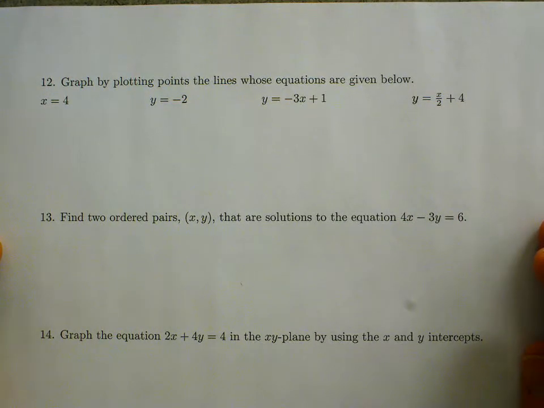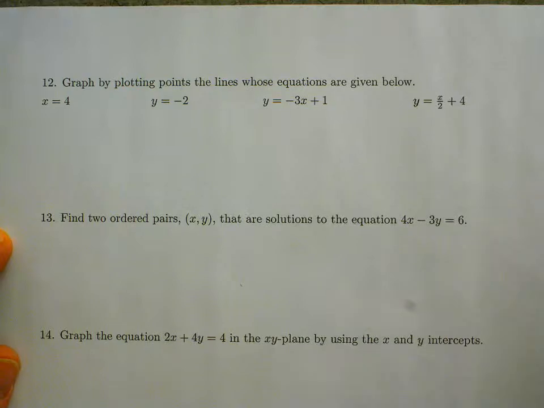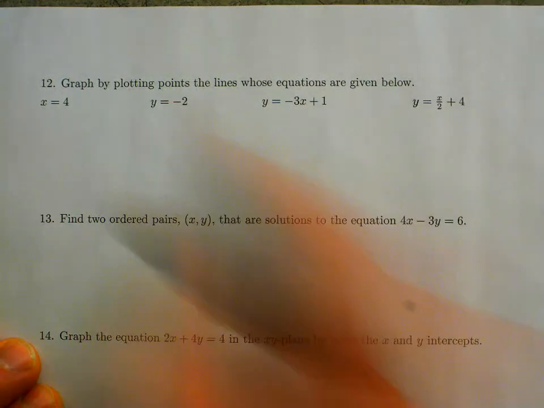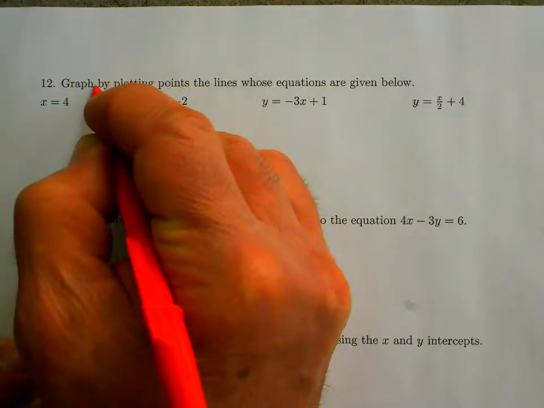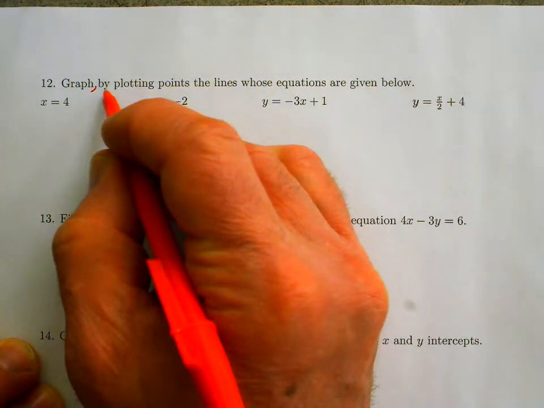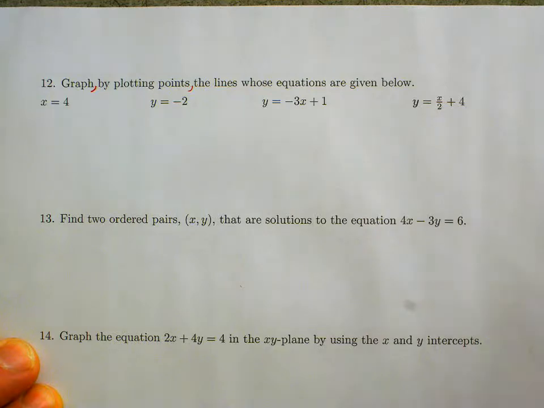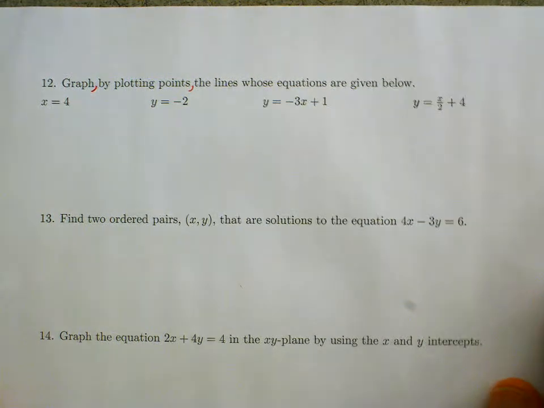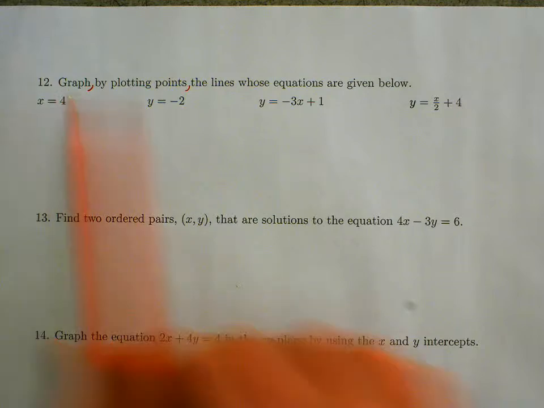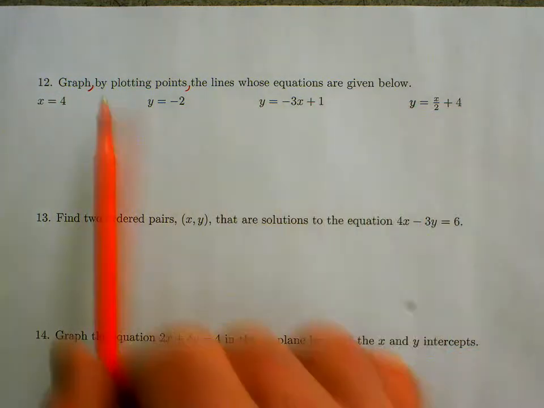Graph by plotting points, the lines whose equations are given below. So this sentence might seem more natural if I put a comma between by plotting points. So it would have been better if I had written graph the lines whose equations are given below by plotting points.